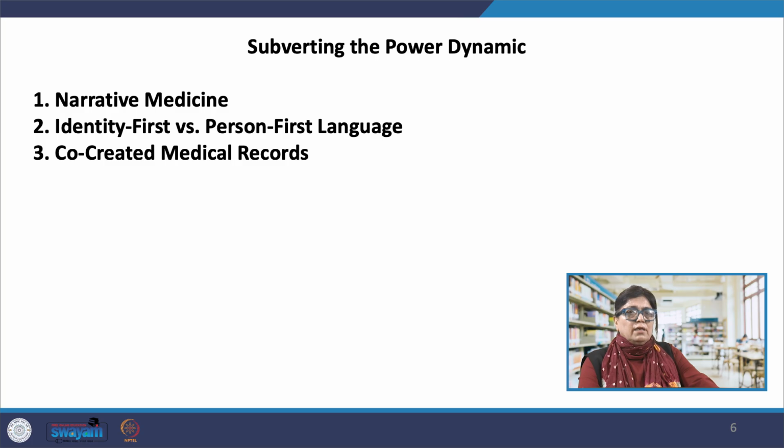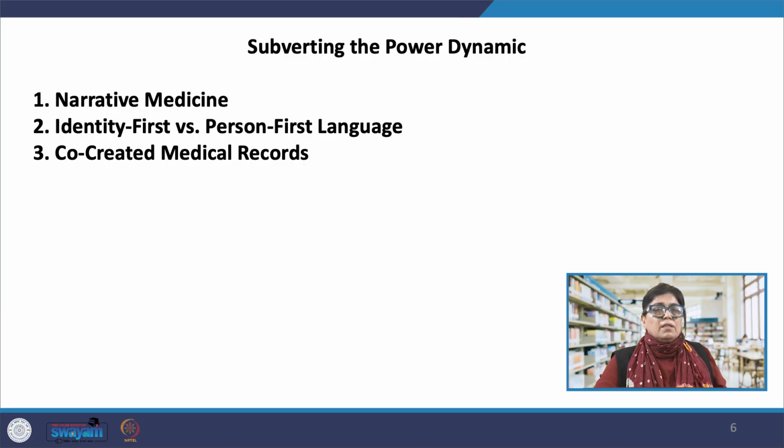Second is identity-first versus person-first language, which shifts power back to individuals by letting them choose how they are linguistically represented. For example, a person living with diabetes versus a diabetic. Third is co-created medical records, experimental practices where patients view and actively contribute to their own electronic health notes, turning the medical record into a collaborative dialogue rather than a unilateral clinical judgment.